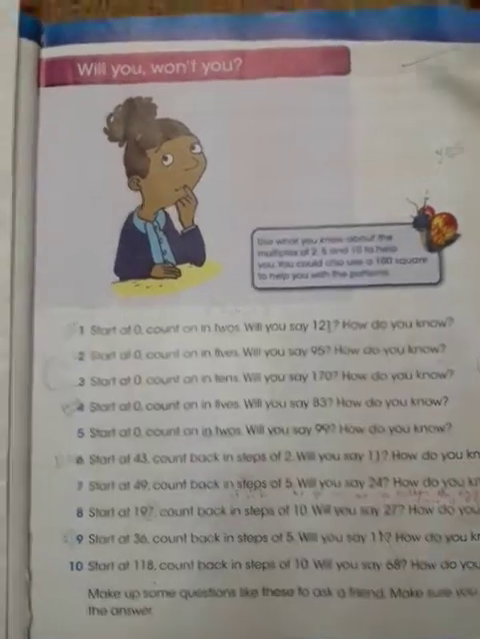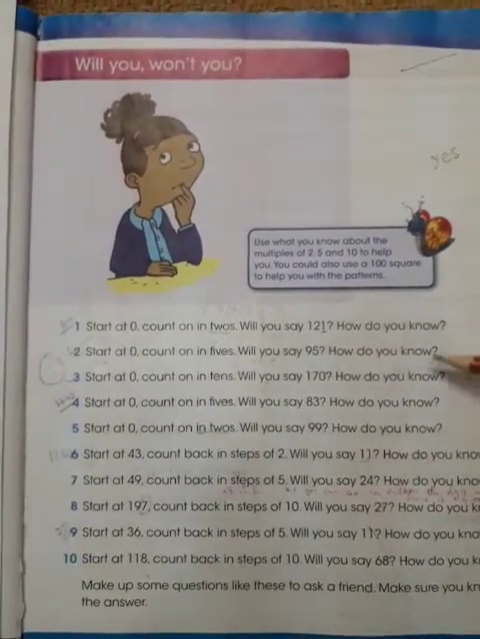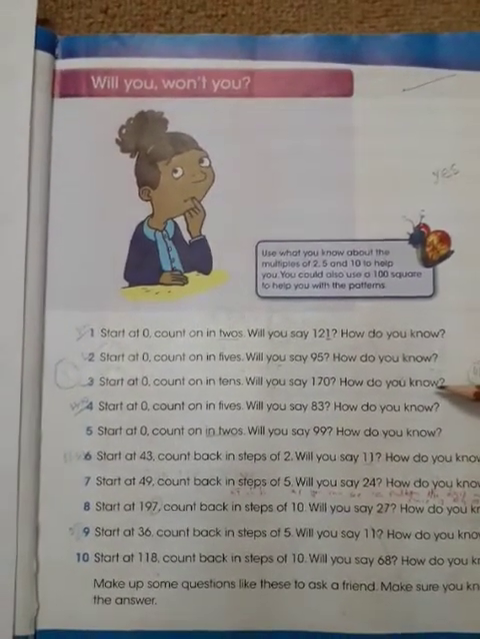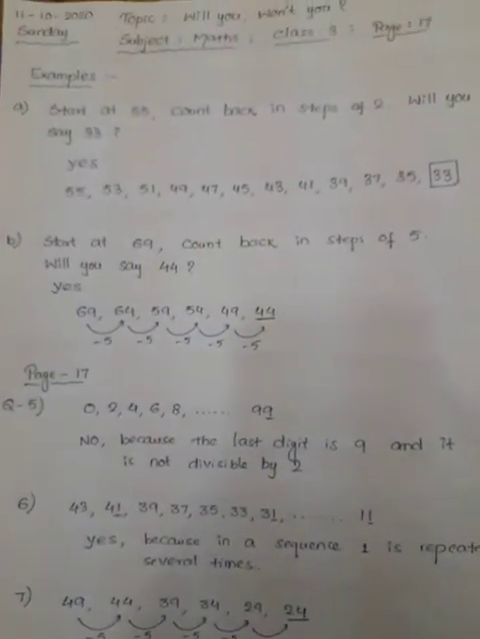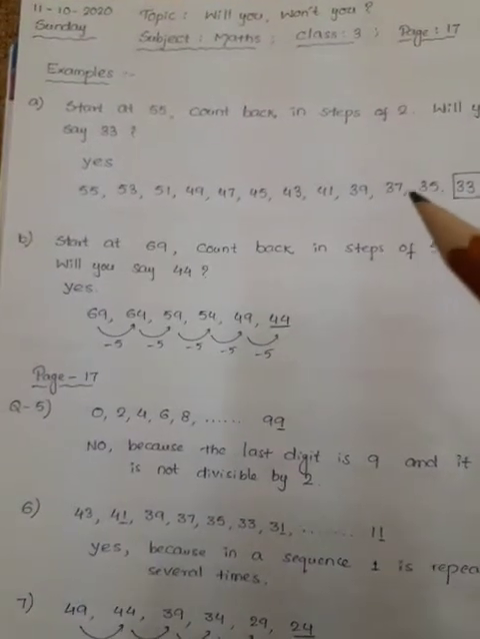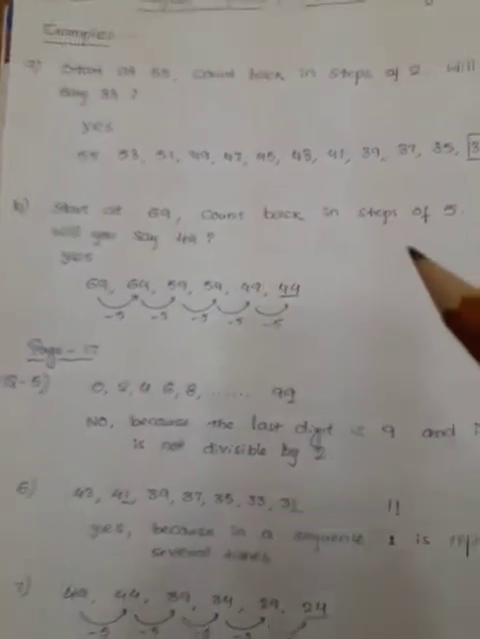In last class we learned will you and won't you up to question number 3 with the examples, right? So let's start here. Again there are more questions by using different divisibilities. In last class we learned divisibility by 2, divisibility by 5, and divisibility by 10.